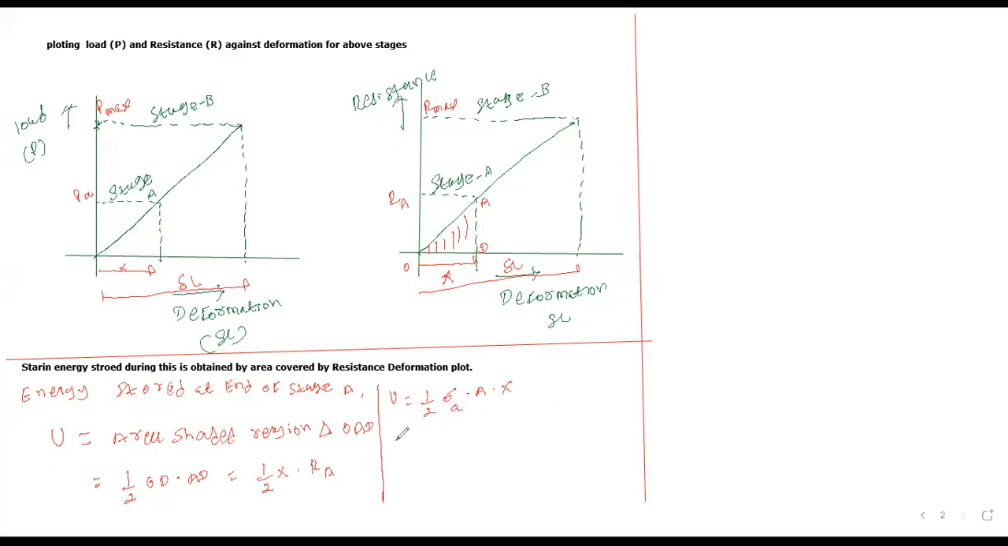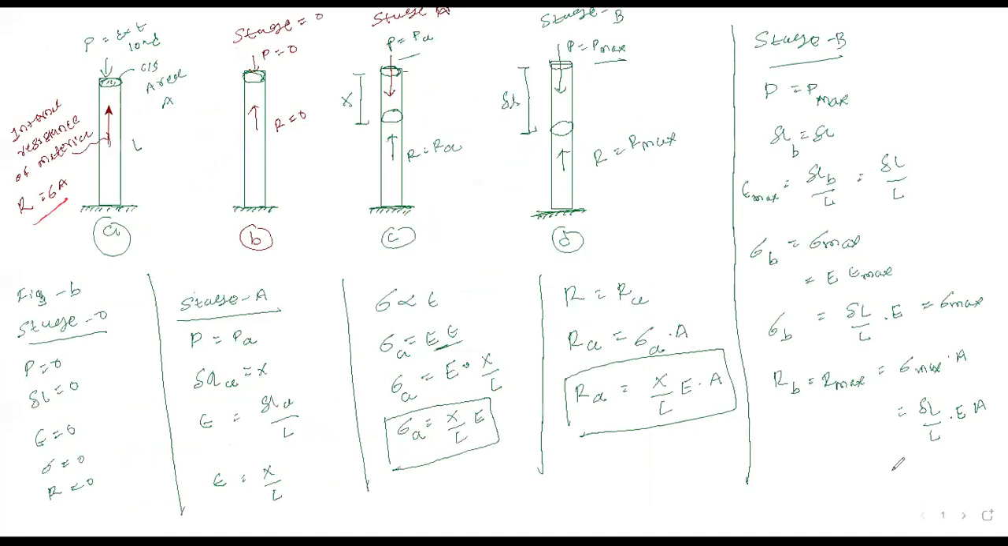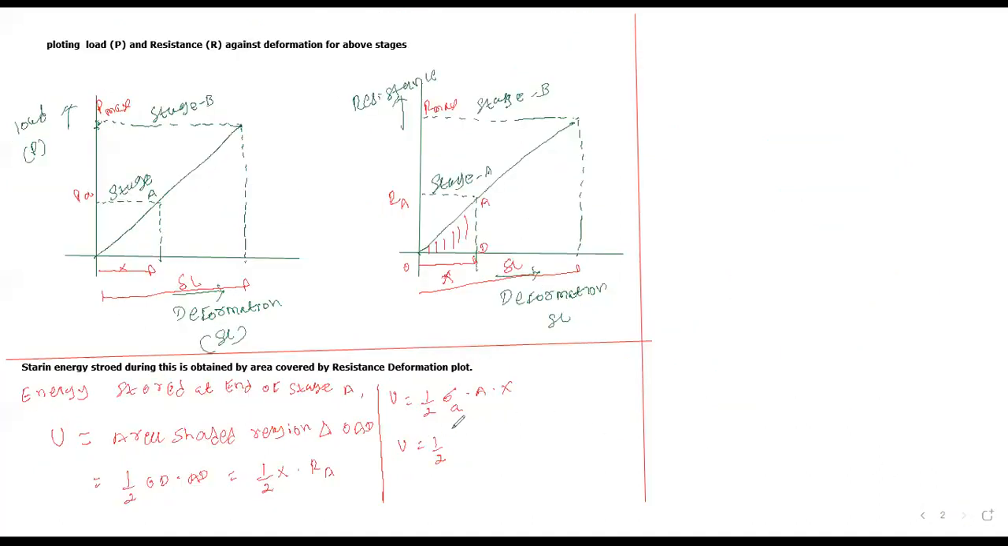Sigma A. So you can say U equals 1/2. We have already calculated sigma A. What is the value of sigma A? We don't need to put sigma A yet. First, sigma A into A into x by L into L, which can be written by multiplying by L and dividing by L. Is it clear? I have not done anything here, I have multiplied by L and divided by L. Fine.